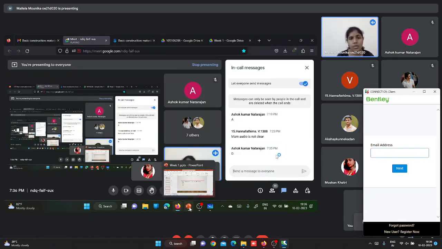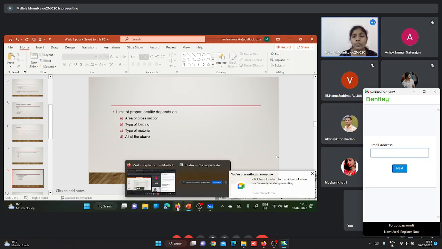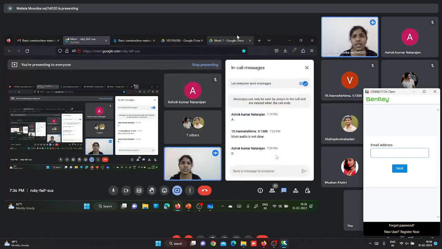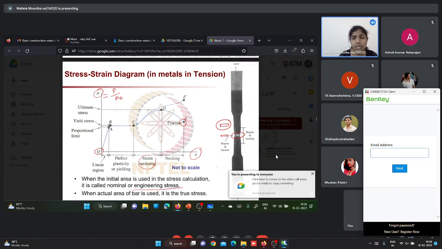Fine. Any doubts? So the next question: limit of proportionality depends on. What is the limit of proportionality? If you see this stress strain curve, this is the proportional limit. That means the limit up to which the material will be in the elastic region.